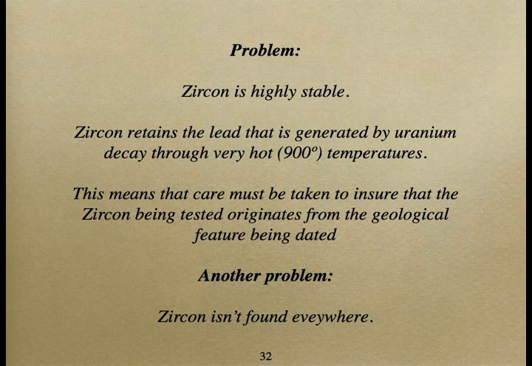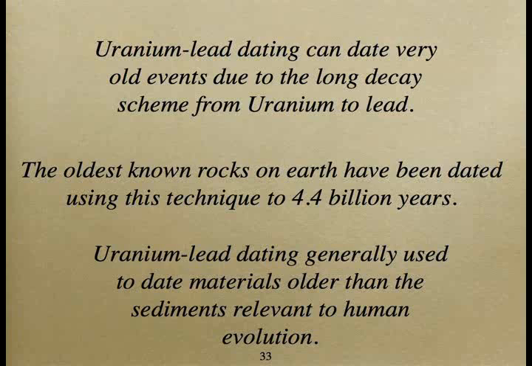The first one is that zircon is highly stable, and so it retains the lead that's generated by uranium even in very hot temperatures. So you've got to be sure that the sediment that you find those zircon crystals in is the place where they actually crystallized, or else you're just dating the zircon crystals and not the surrounding sediment. You have to be pretty careful to make sure that the zircon being tested originates in the geological feature that you're trying to date. A bigger problem is that you just don't find zircon everywhere. It's really uncommon, actually, and so it's something that you don't really see in too many places.